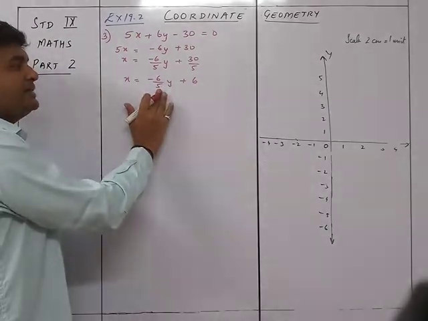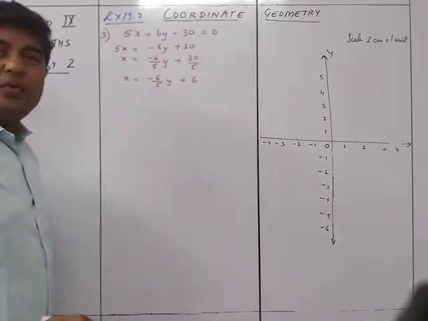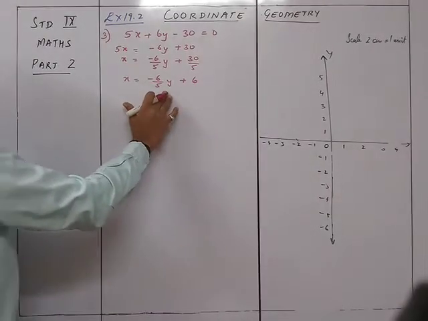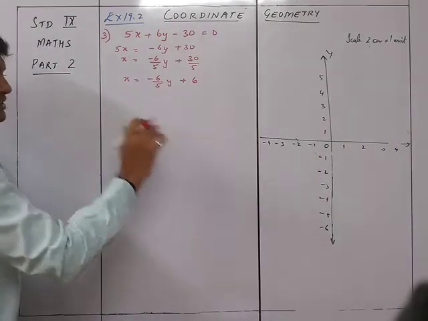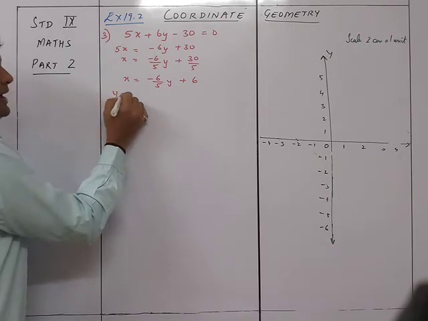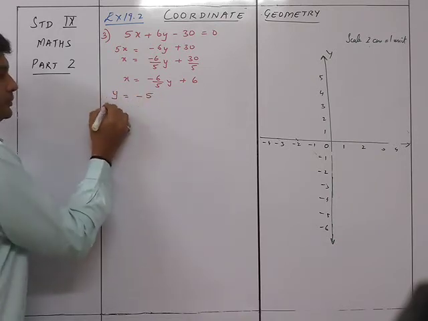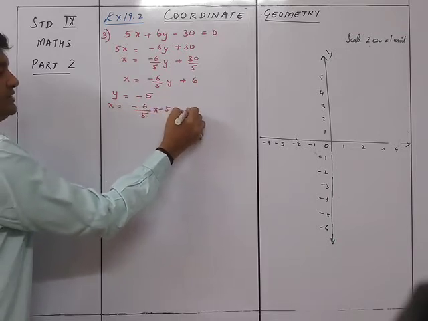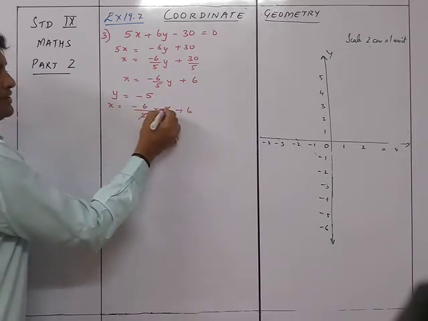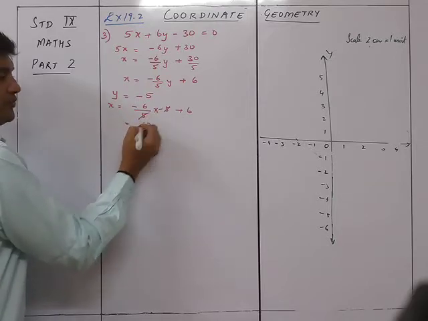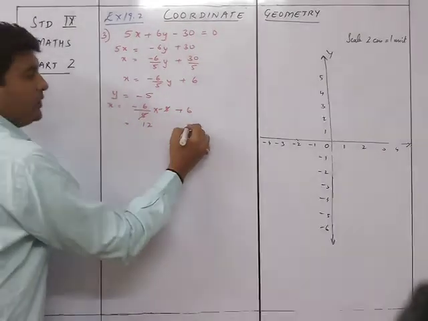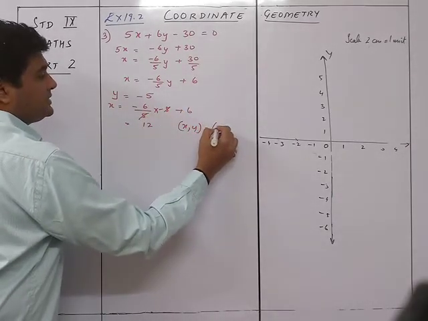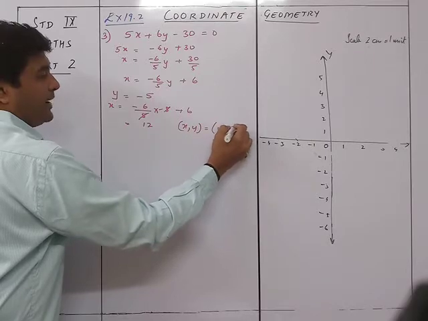Now what is the simple thing is that the independent variable y, I'll always take in multiples of 5. If I take in multiples of 5, automatically the denominator gets cancelled. So we have the first one as y is equal to minus 5. So x is equal to minus 6 upon 5 into minus 5 plus 6. So this gets cancelled, the minus and minus is plus. So that gives you 12. So x comma y will be equal to 12 comma minus 5.